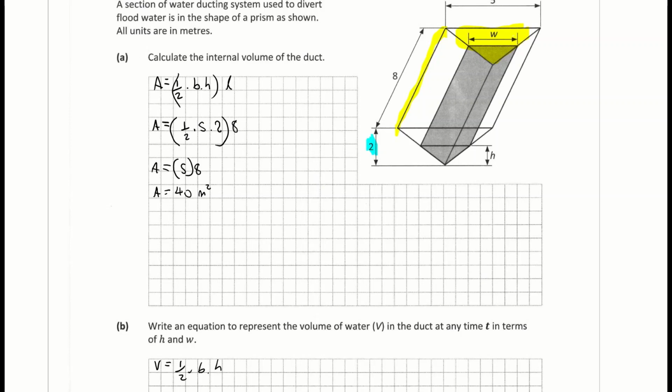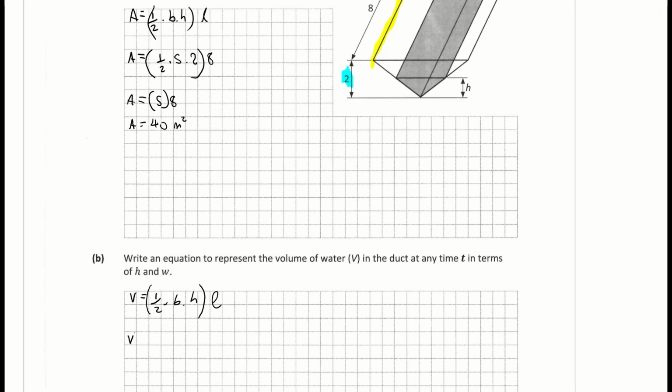And when we fill that in, we're multiplying it by length once again, and our general volume is going to be half of the base. Now they call it W, so I'm just going to change the letters here. They call the base W, they call the height H, but we know that the length of the duct is 8. So that is giving me a volume of half of 8, which is 4WH. And again, I'm going to work in meters squared. So that is the volume of the water in the duct at any time.